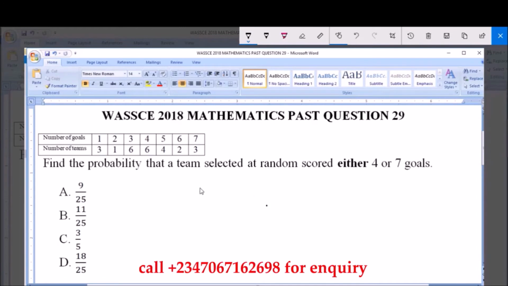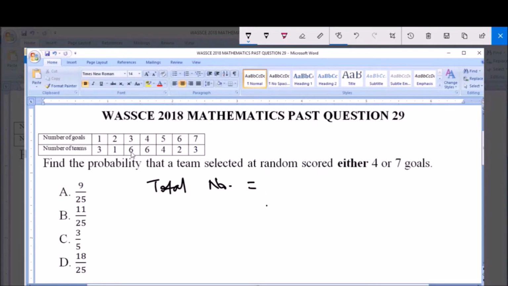Now to get the total number of teams, it is equal to 3 plus 1, 4 plus 6, 10 plus 6, 16 plus 4, 20 plus 2, 22, and plus 3, 25. So the total number of teams is 25.